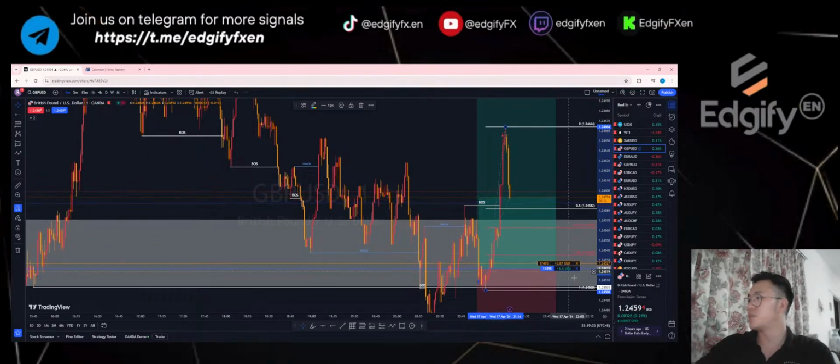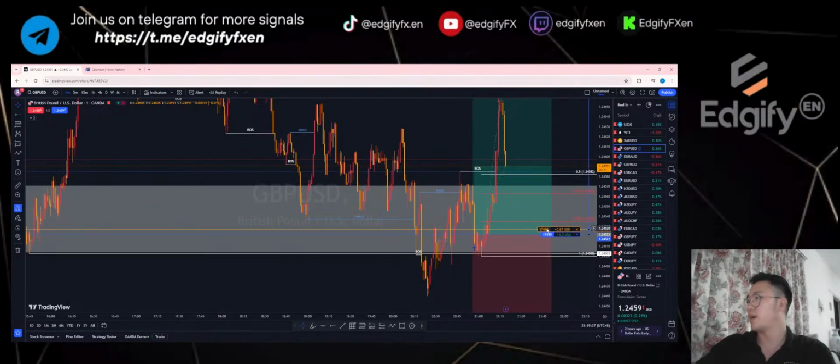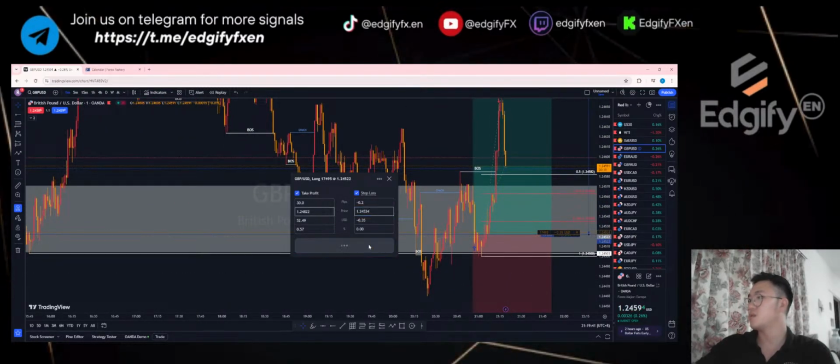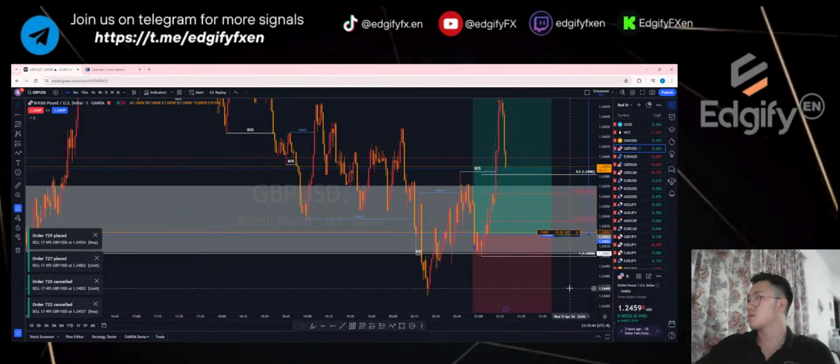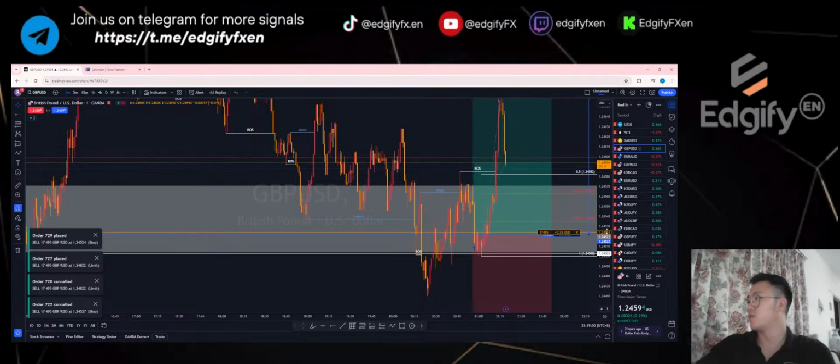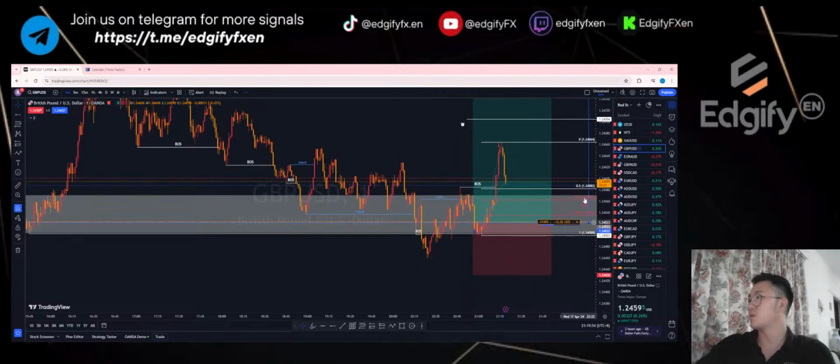So I'm placing it a little bit above my entry, let me just modify it a bit, about here. At this level, this is my modified break even level. I'm going to see this run upwards.